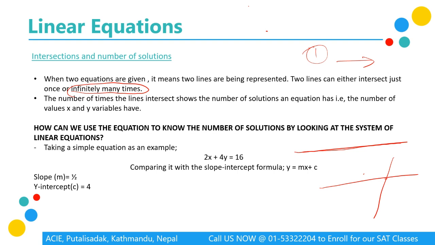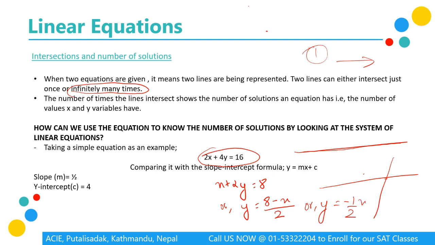Here I'm taking a simple example, which is 2x plus 4y is equal to 16. Comparing it with the slope intercept form, we know slope is going to be 1 by, so let me just factorize this as well. x plus 2y is equal to 8, or y is equal to (8 minus x) by 2, which gives us y is equal to minus 1 by 2 x plus 4. So we have over here minus 1 by 2 and 4 as our slope and our y-intercept.